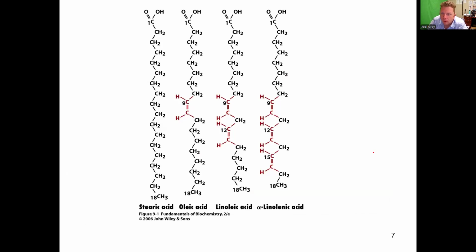Okay, now we've talked about the omega numbering scheme. We've talked about physical properties of these fatty acids. We've talked about the nomenclature 18:0, 18:1. We're going to add in another numbering scheme that some people like a little bit more. Now, this N-9, that's our omega scheme. Delta 9 is another numbering scheme.